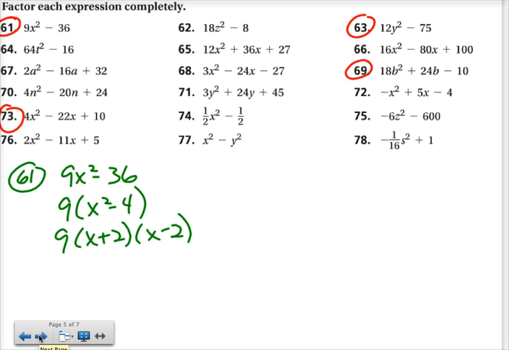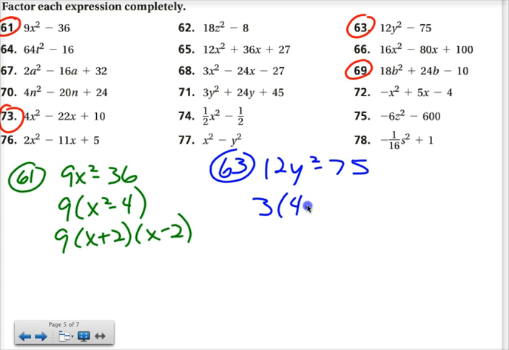Number 63 says 12y squared minus 75. Now those are pretty big numbers, so that should tell us, yes, there's probably a common monomial factor here. And hopefully you noticed right away that 4 would work out really nicely. Now let's just say that 4 wasn't the biggest one. So when I got to this point, I would want to double check, is there anything else that divides evenly into 4 and 25? But it doesn't.